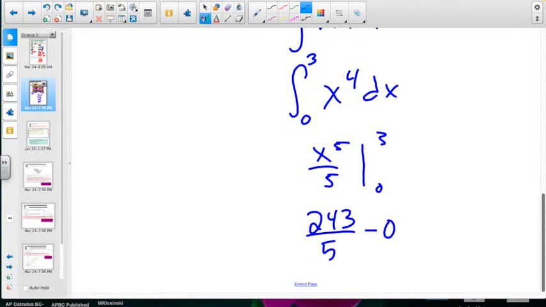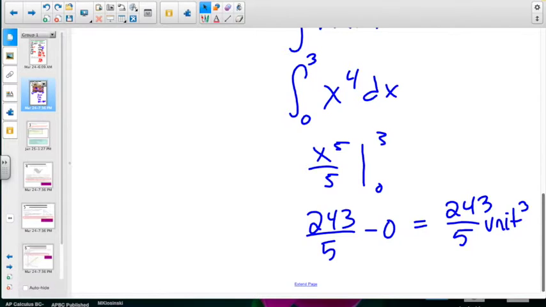Minus 0, just for kicks and giggles, we'll make sure you realize that that is in fact the case, because we could start it at 1 instead, right? Chop off that first section. So we have 243 divided by 5 units cubed for the volume of that solid. Wait, isn't this just the area? No, this is the volume because we accumulated the areas. We set up all of those squares from 0 to 3.